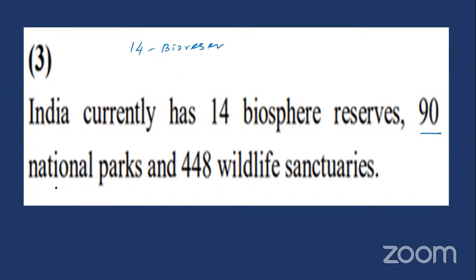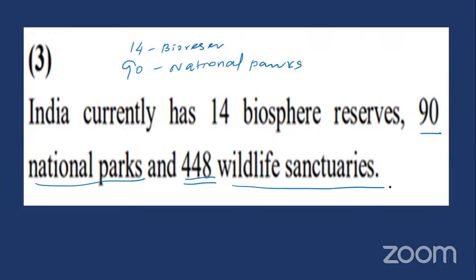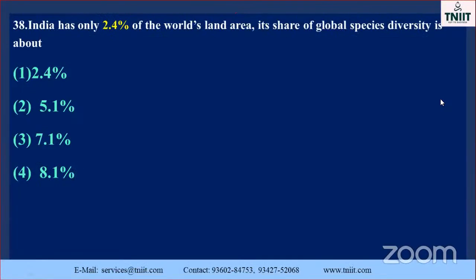The 19 national parks. Don't forget 90 national parks. Okay. National parks. And then 448 wildlife sanctuaries. So this is the question. Okay, you must note down these three things. Definitely this time it will come, my dear students, 2023. Any one of the questions will be there.